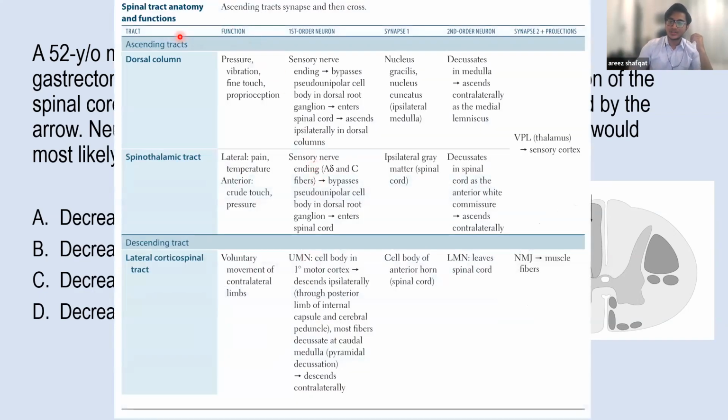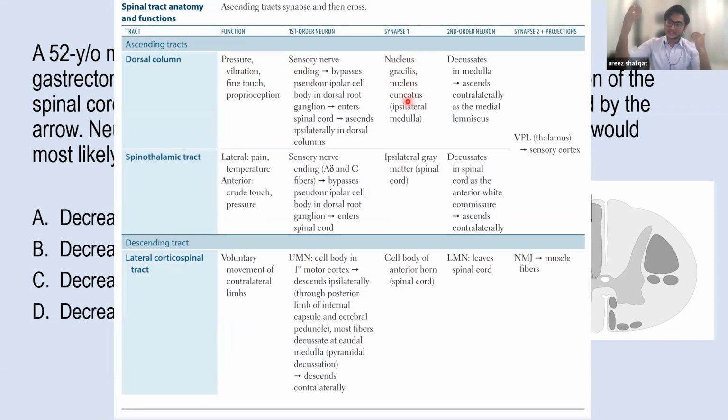This is a small summary for you guys. These are the main three tracts you should be aware of. The dorsal column pathway carries sensations of two-point discrimination, vibration, and conscious proprioception. The first order neurons, their cell bodies, reside in the dorsal root ganglion. They don't synapse or decussate when they enter the spinal cord. They ascend ipsilaterally. And they form the fasciculus cuneatus laterally and the fasciculus gracilis medially. Then they go and synapse in the medulla with second order neurons. These are called the nucleus gracilis and nucleus cuneatus.